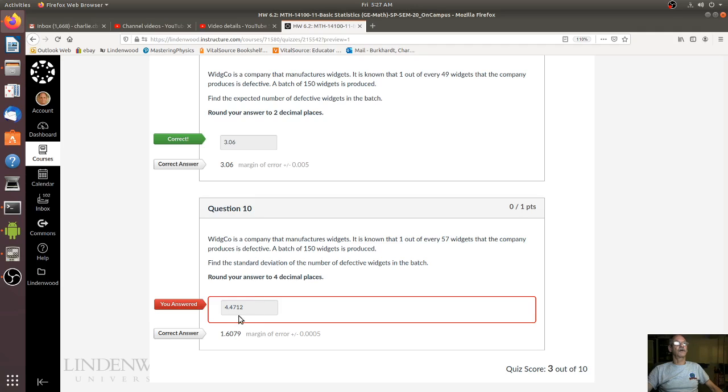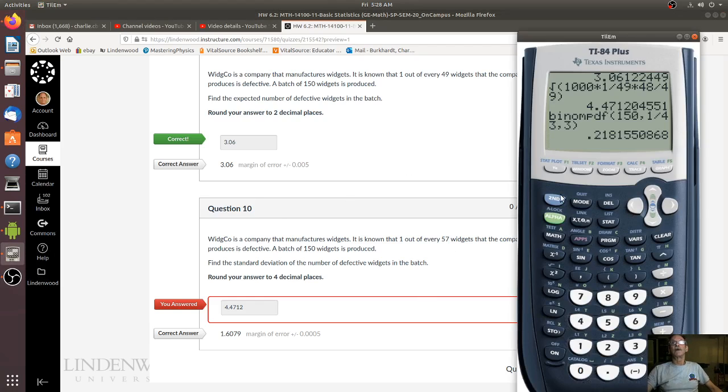Oh, this didn't work. Let's see. Square root of NPQ. 149. 48/49. Oh, it's 1 out of 57. Excuse me. I used the same thing there. Let's try it again. So that would be 1/57 and then 56/57. So let's go try that again.